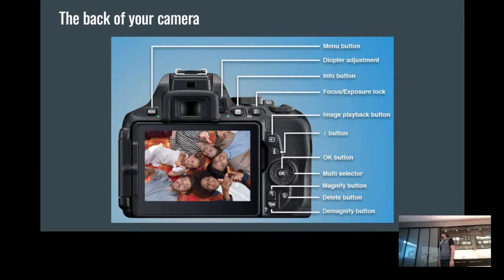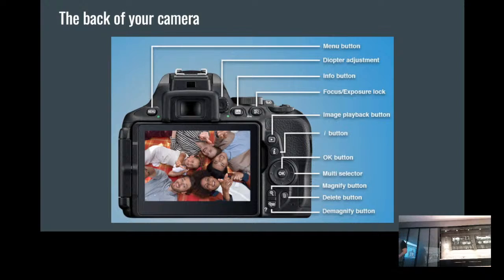Menu button takes you into the more advanced settings of your camera, whether that's time or date, Wi-Fi connectability, or Wi-Fi capabilities. That could also be your ability to switch things like what your auto ISO is and how high that can go, certain things like that.